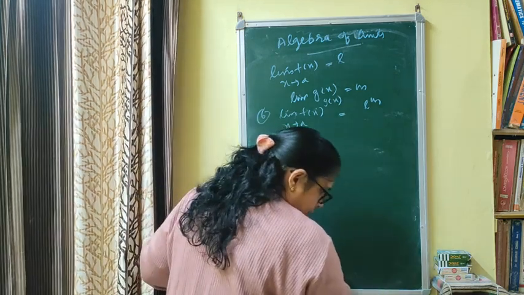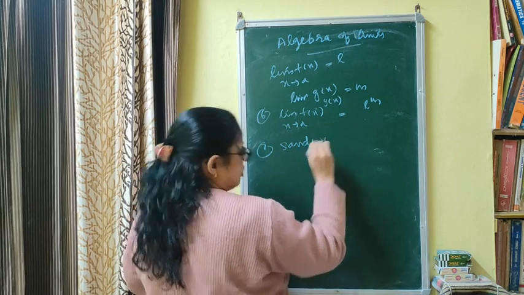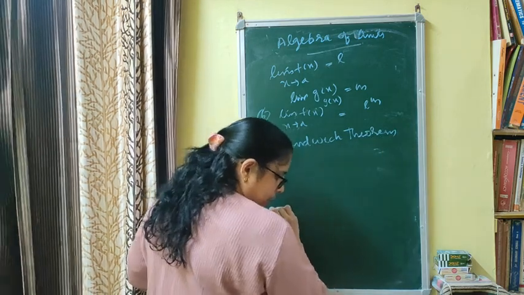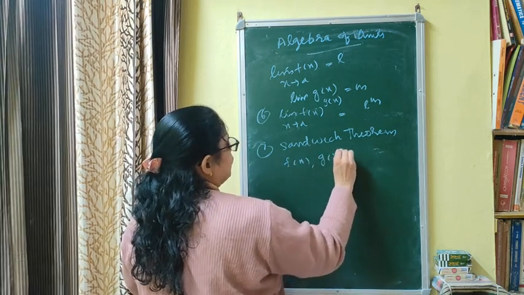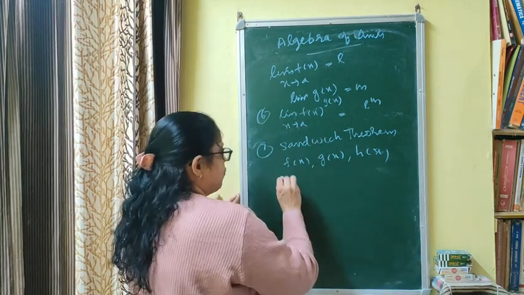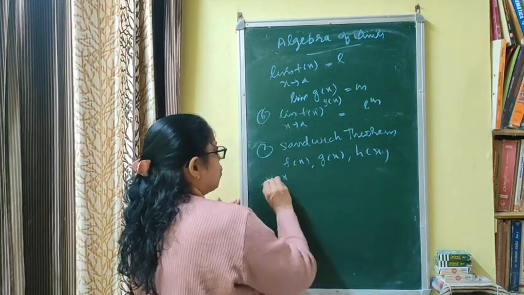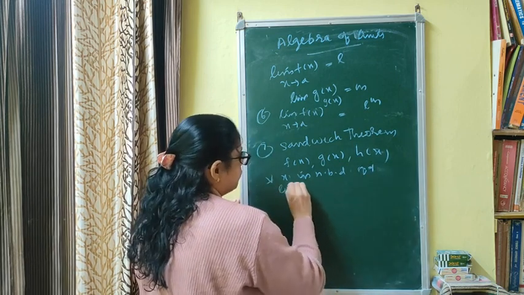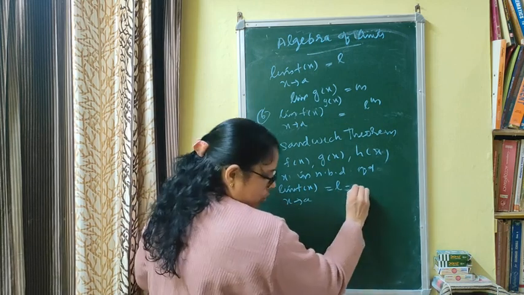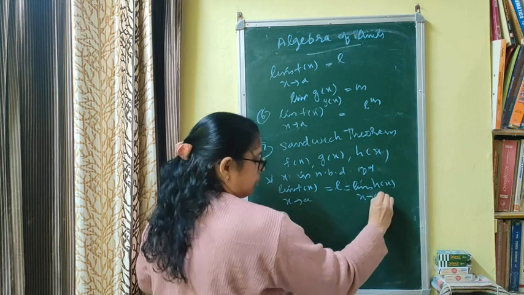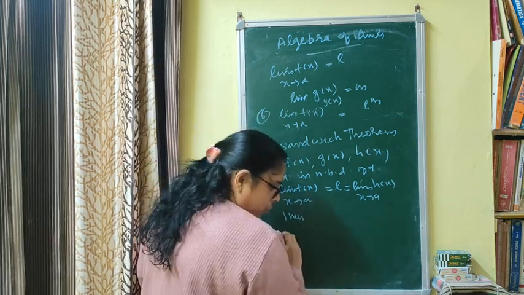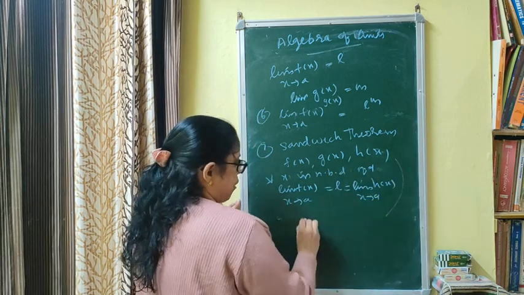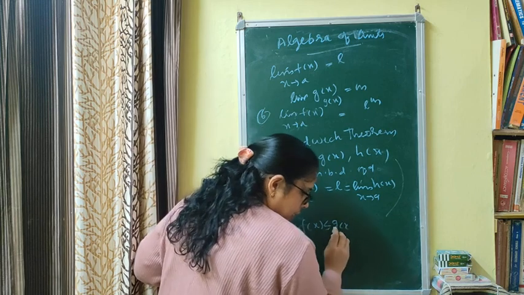Next is sandwich theorem, just for your knowledge. Sandwich, the spelling is S-A-N-D-W-I-C-H. No need of learning it by heart. If f(x), g(x) and h(x) are three functions given for every x in the neighborhood of a, and if limit f(x) as x tends to a is equal to L is equal to limit h(x) as x tends to a, this is the condition. One more condition is there: the functions should be given in the form f(x) less than or equal to g(x) less than or equal to h(x).